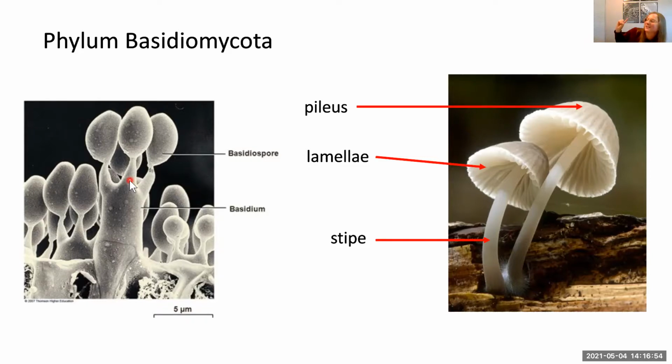These are electron microscope images of mushrooms. And so I've been showing you basidia and basidiospores all term behind my head. And then the little spores pop off the end and fly away and try to grow into a new fungus.